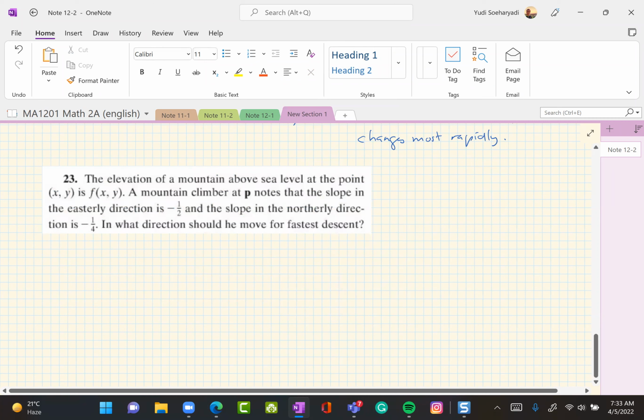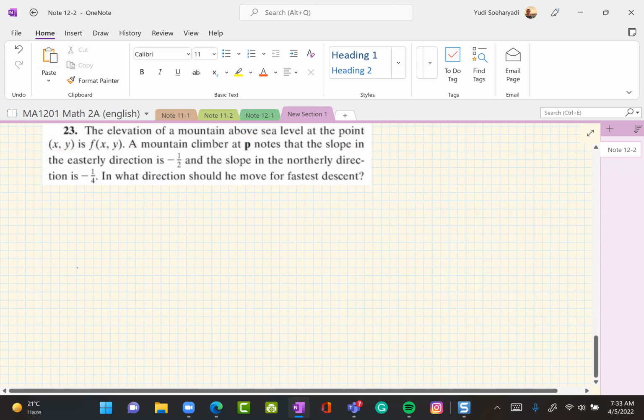So f describes elevation, that is the height. A mountain climber at the point P notes that the slope in the easterly direction is -1/2, and the slope in the northerly direction is -1/4. What direction should he move for fastest descent?